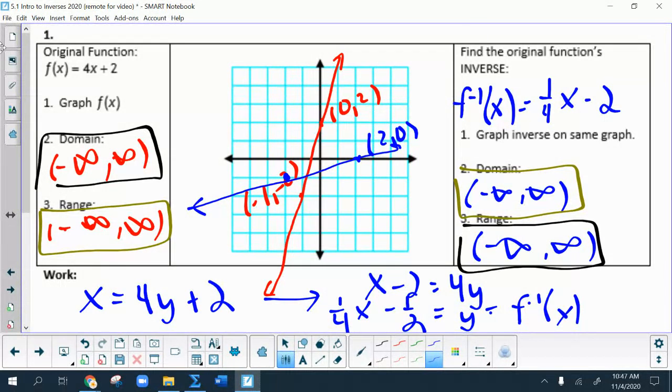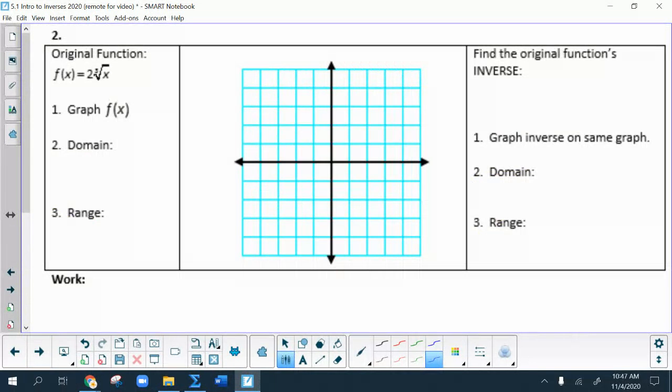Okay. Second problem. So our original function is 2 times the cubed root of x. So when I graph 2 times the cubed root of x, that's going to look something like this. That is not an asymptote, by the way. It kind of looks like it here.